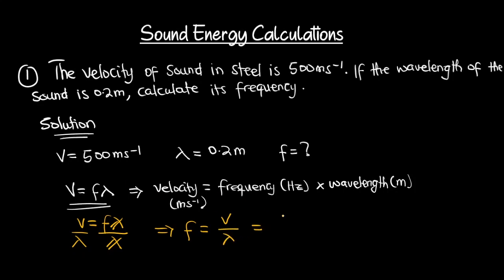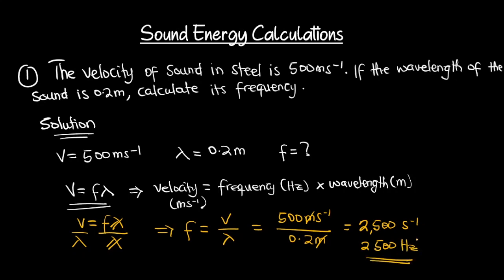And this will be equal to, our velocity given to us over here is 500 meters per second, and then our wavelength is 0.2 meters. Already the meters over here will cancel, so we are left with per second as the unit for our answer, and per second is hertz. Now 500 divided by 0.2 will give me 2,500. So I have 2,500 per second as my answer, or 2,500 hertz. Either is correct, as that is the unit for frequency.